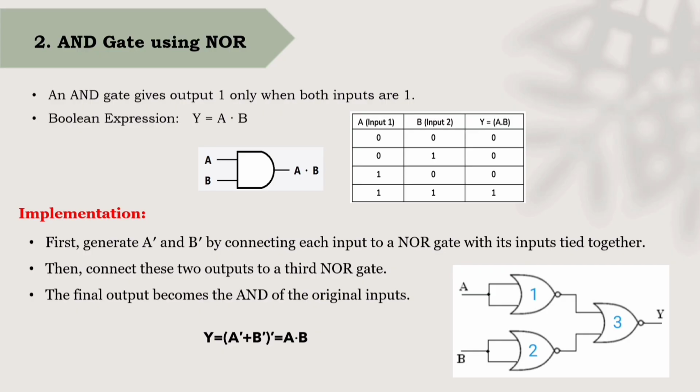This is how the circuit of the AND gate will look like when it is designed using only NOR gates. In the first NOR gate, we are giving the input as A so that we are going to get A complement. For the second NOR gate, we are giving the input as B so that we are going to get B complement. The outputs of the first and second NOR gate are given as the input to the third NOR gate so that we are going to get (A bar plus B bar) whole bar. This is equal to A dot B. So let's move to the next gate.